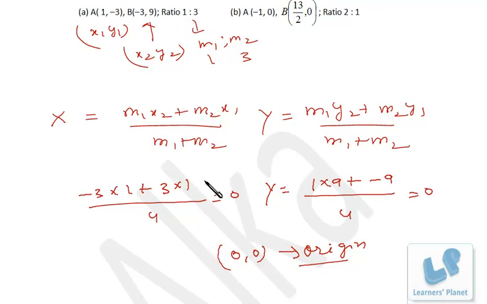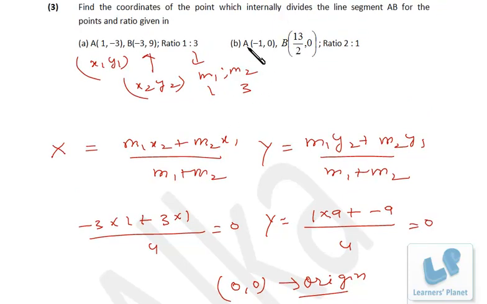Similarly, we can use the formula to find the coordinates of the point dividing the line joining A and B in the ratio 2 is to 1. The same way we can do it, so I will not do it. You can do it on your own. I hope you are clear.